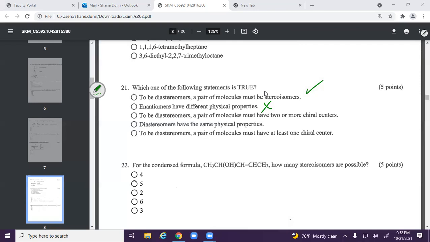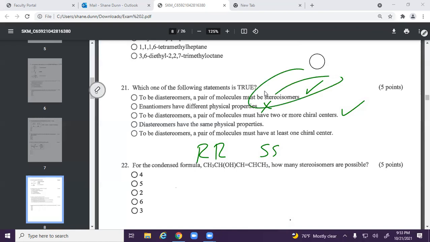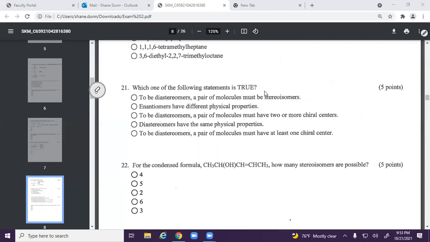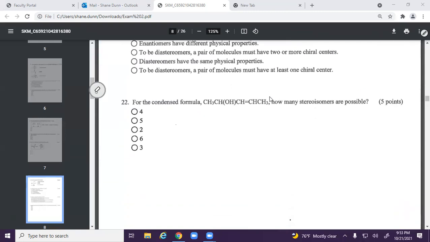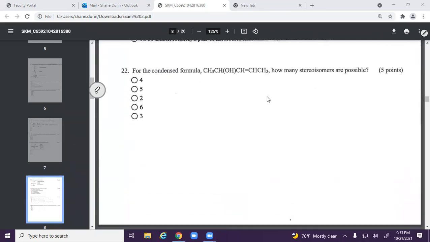21 has a lot of problems, so we're just going to skip it. But this one, most of them are true. This one's true, I know that for sure. Diastereomers have to have two or more chiral centers, right? Because RS, SR, in between has to be different. So di means two anyway. So 21 is messed up, so we're not going to do that. Need to make better quiz keys. Okay.